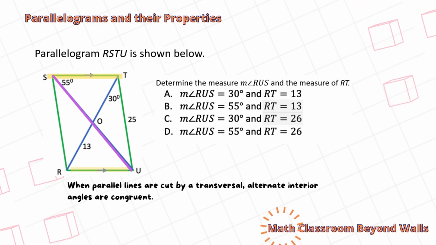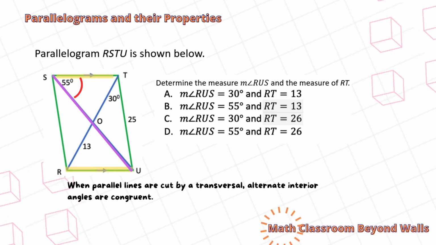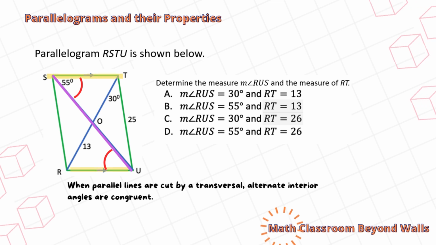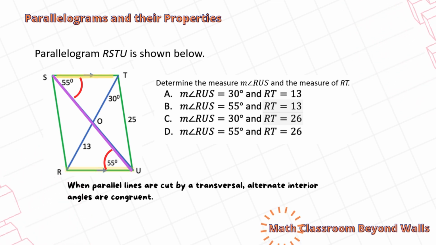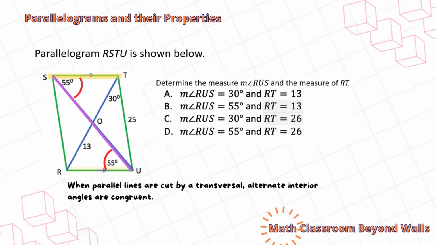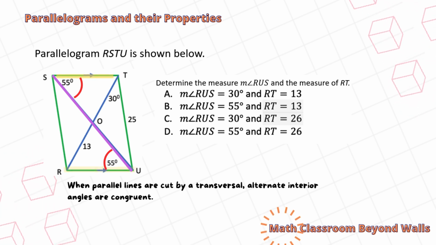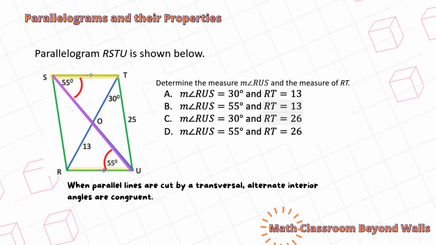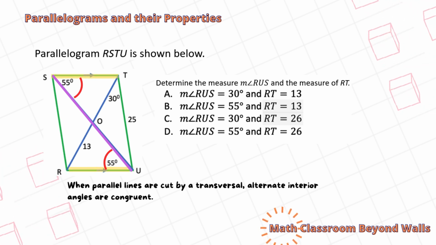Recall that when parallel lines are cut by a transversal, alternate interior angles are congruent. Now, since the measure of angle TSU is 55 degrees, then the measure of angle RUS is also 55 degrees. Check the video on angles formed by parallel lines and a transversal for more information on this. The link is down here. Take note that whichever method you will use, you will get the same answer, which is 55 degrees.